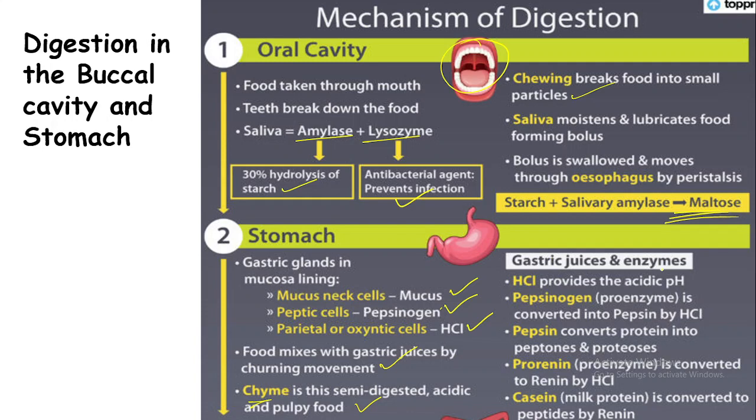Gastric juice and enzymes. HCl provides acidic pH. Pepsinogen, a proenzyme, is converted into pepsin by HCl. Pepsin converts protein into peptones and proteoses. Prorenin, which is a proenzyme, is converted into renin by HCl. This is in the case of animals only, not in humans. Casein, a milk protein, is converted into peptides by renin. I want you to look at it again for some seconds.